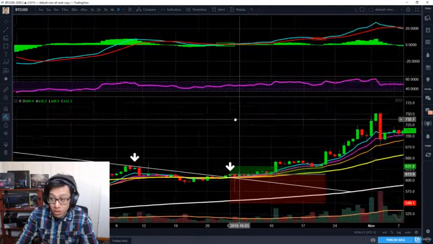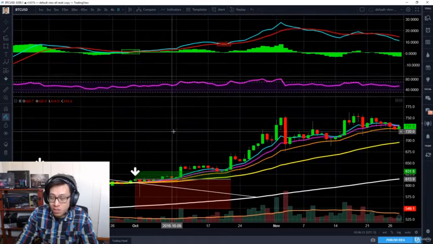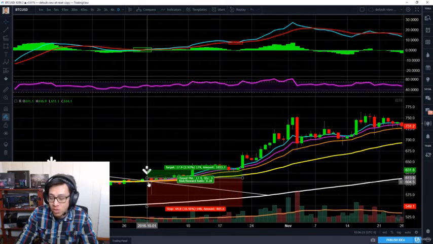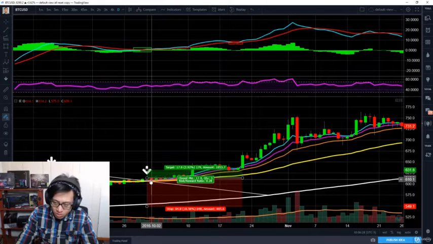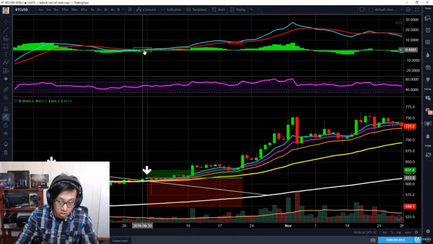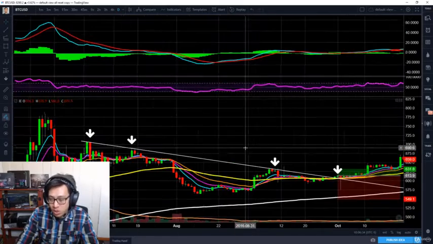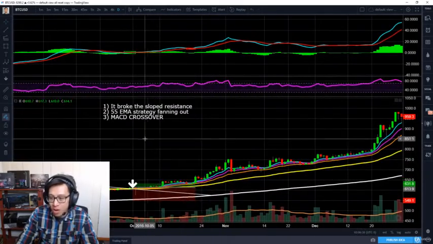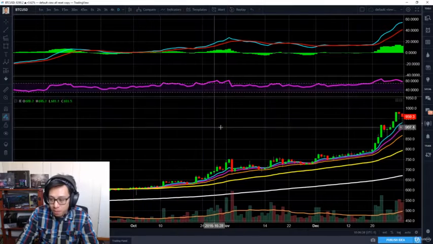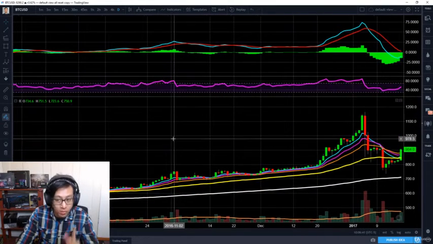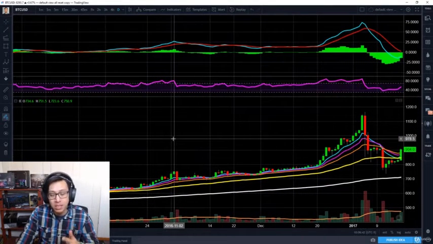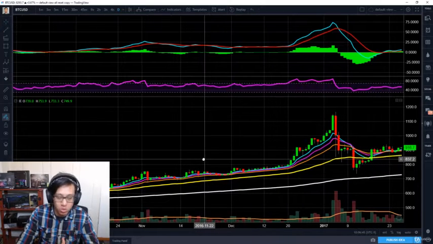Okay, we're looking at the daily chart, by the way. So 3 reasons again. 1, the 55 EMA moving strategy crossed over or started fanning. 2, the MACD crossed over here. And 3, the third reason is that it's breaking out of this sloped resistance. So now that you have entered a position, you will now close it. Okay, you're using the MACD as an assistance, not as the main tool to trade.